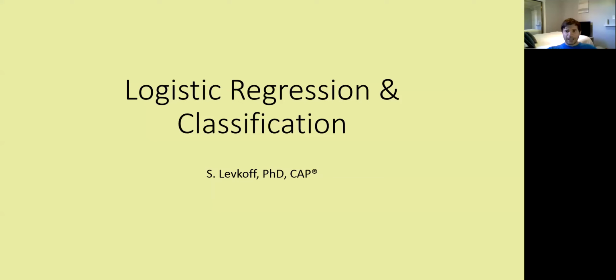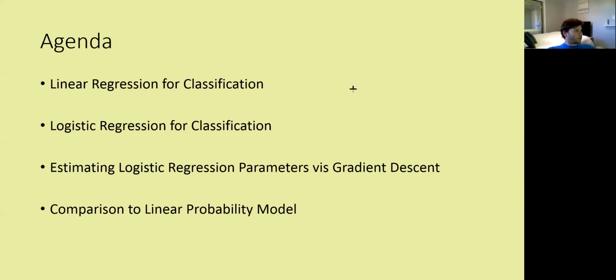The agenda today is going to involve the following. We're going to start off by looking at how to use a linear regression to achieve the task of classifying qualitative data. Then we're going to see logistic regression is really more appropriate for doing this, especially if you want to think about the idea of estimating probabilities or likelihoods.